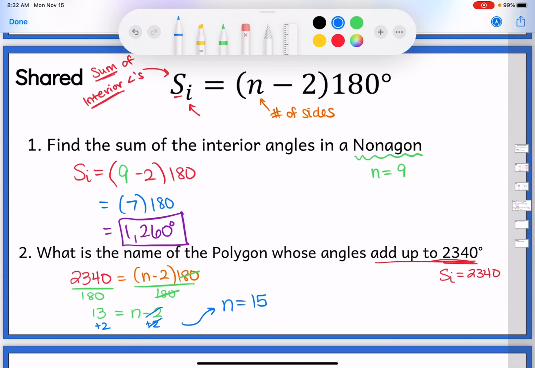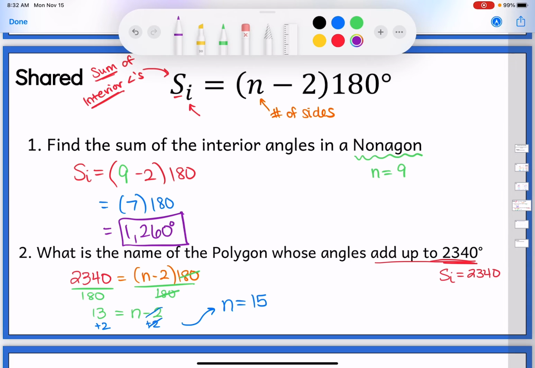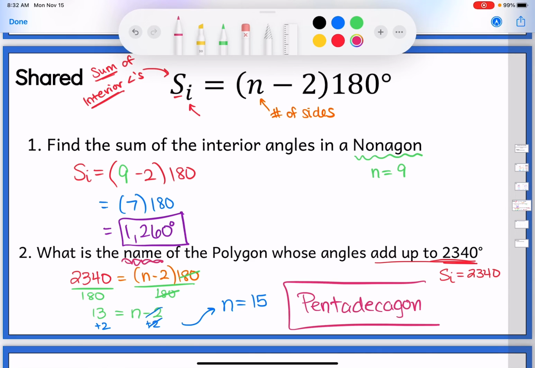Now I'm not finished yet because it says, what is the name of the polygon, not just how many sides does it have. So what is the name of the polygon if it has 15 sides? That's called a pentadecagon. All right. So that's how you can use that same formula 2 different ways. We can either use it, just plug in n and figure out what's the sum of the measures, or if you know the sum of the measures, you can use that to figure out how many sides it has.